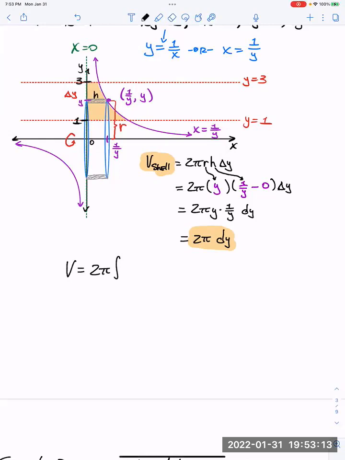So our integral goes from y equals 1 to y equals 3. And then we just have what? dy, right? Because there are no y values in there. They reduced out. So this is our integral here, and it's so easy, it's confusing.